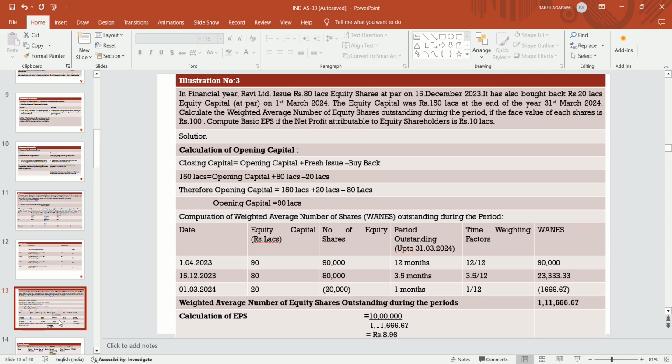So how to compute the opening balance? Opening balance you don't know. You know the closing capital, 150 lakhs. You know the fresh issue during the year, the transaction that happened during the year, that is 80 lakhs. You know the buyback that happened during the year is 20 lakhs. So now the formula for calculating the opening capital, because in this question the opening number of shares is not there, closing capital is there, opening capital is not there. The opening capital plus fresh issue minus buyback, that is the formula.